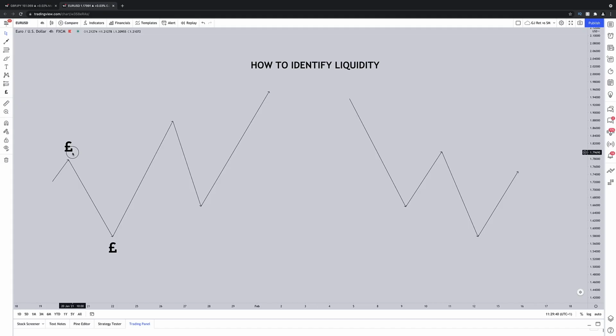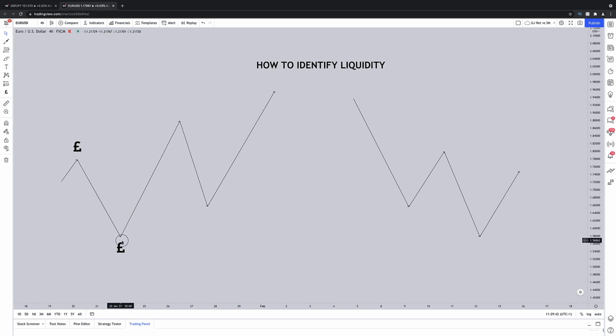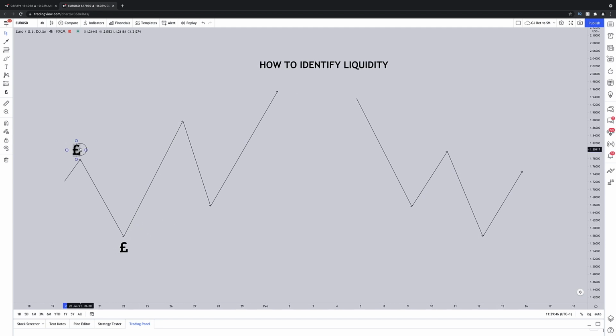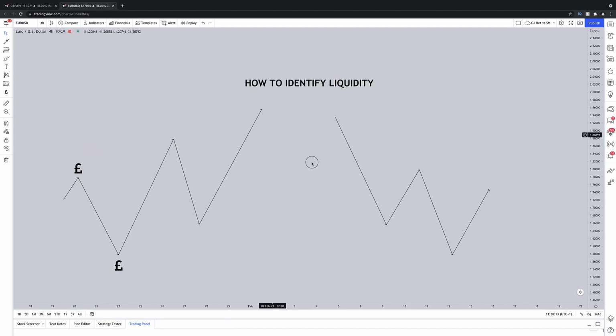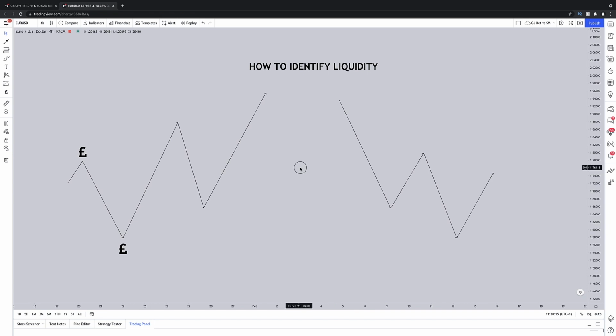Whenever you see a high, there's going to be money up there. Whenever you see a low, there's also going to be money there too. Like I said, this is the real entry level, basic level of liquidity. Let me just move this up a little bit so you guys can see a bit better. Now you can see there's going to be money on both sides.